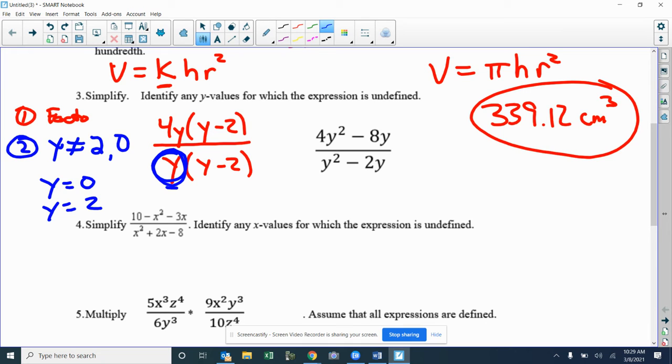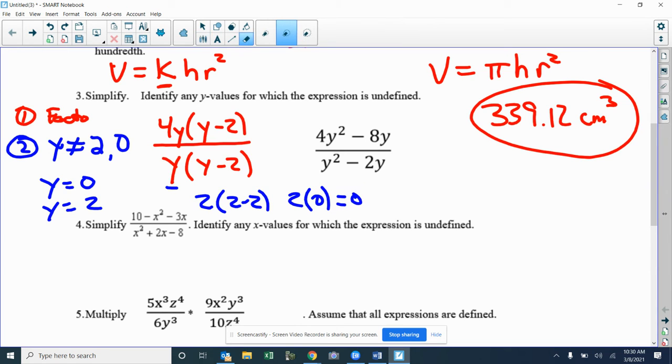So if a common x comes out, then it's gotta be 0. Think about this, what numbers would make it go undefined? Well, if I put 2 here, what am I gonna have? 2 minus 2, right? Well, that would be 2 times 0, which is 0. Does that make sense to you?